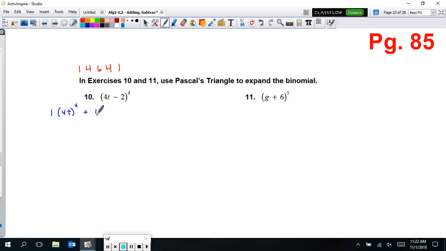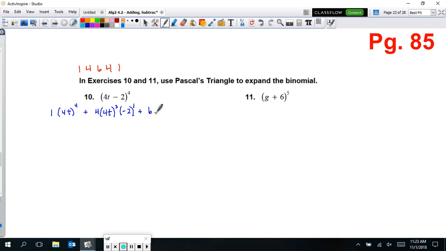So my next Pascal number is 4. So 4, and then your A term is 4t. This time it's now going to go down 1 to 3. And now we have our B term, which is negative 2. That's going to go up 1 from 0 to 1 now. And then I'll put plus again.